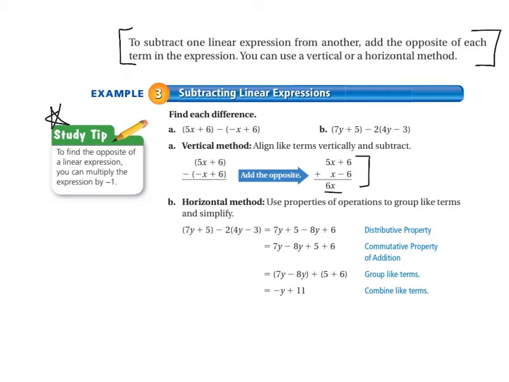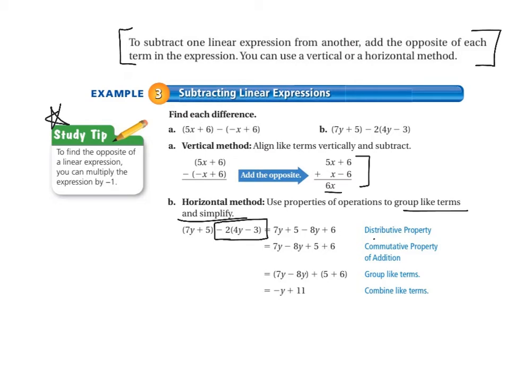Letter B, we're using the horizontal method, and we group like terms and simplify. So 7y plus 5 minus 2 times 4y minus 3. So when we resolve this using the distributive property, that takes care of adding the opposite. So 7y plus 5, and you use the distributive property here, so that is negative 8y plus 6.